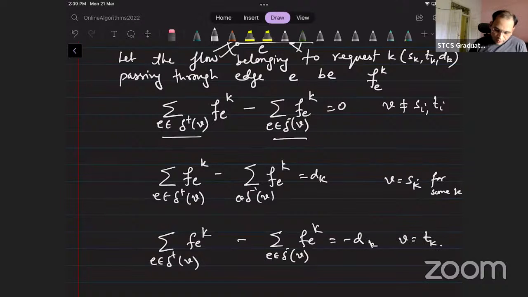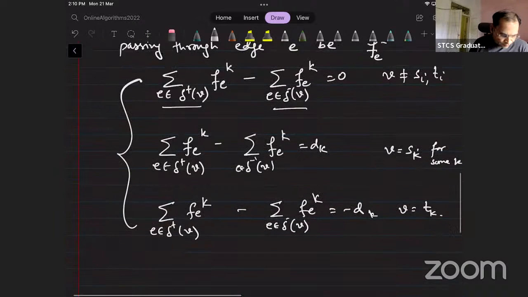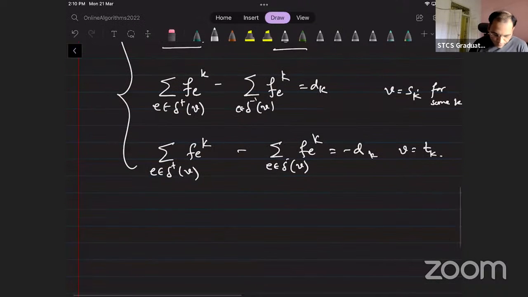All right, so these are our flow balance equations. So a source should send out a positive flow, a sink should get a negative flow, like send out negative and get in positive flow, and for every other node in the network, the net flow should be 0. All right.